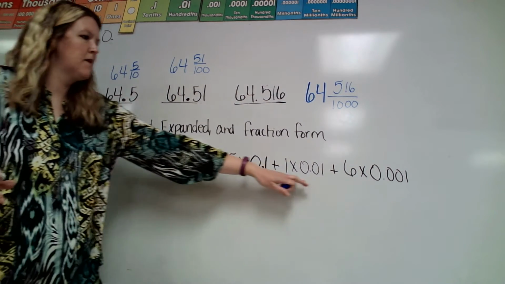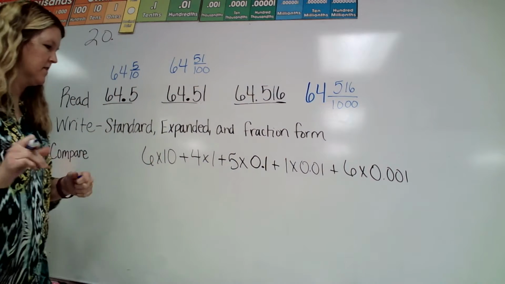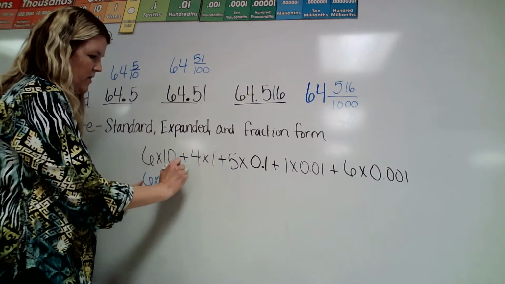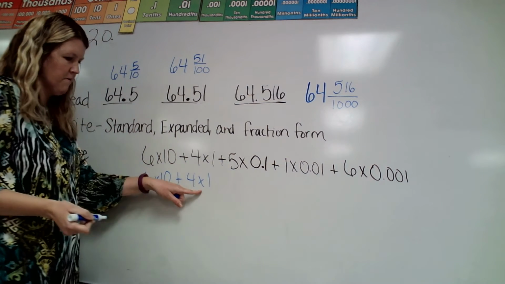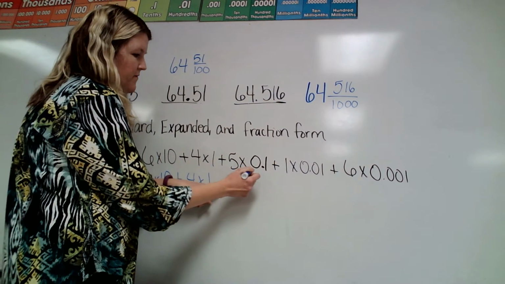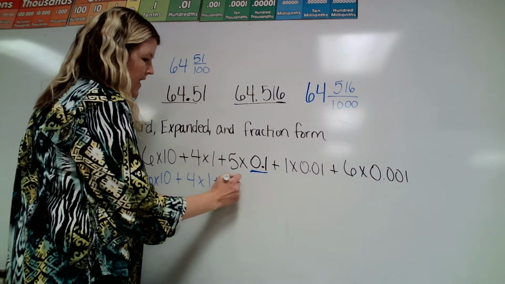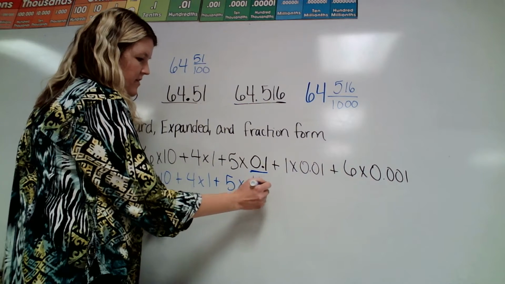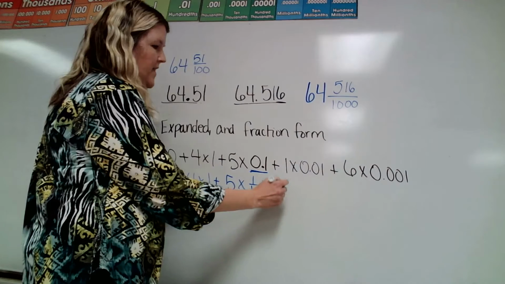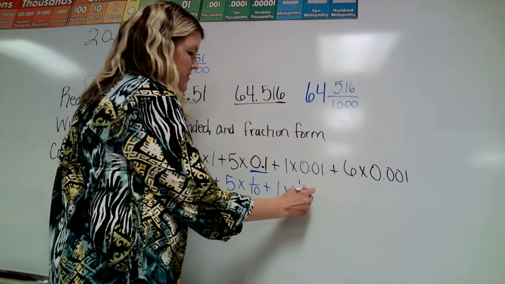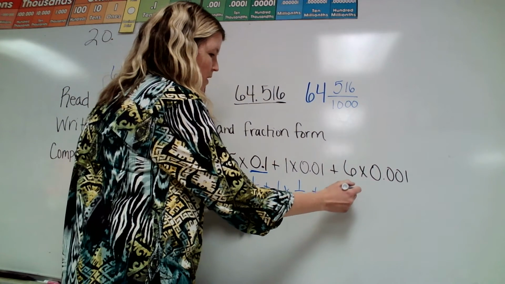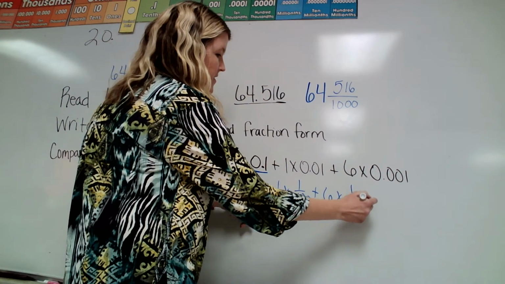So now, if we write this as a fraction, this first part is going to stay the same. So I'm going to still have 6 times 10. The whole number part stays the same. And then 4 times 1. Then now I've got 5 times 1/10. So instead of writing this as a decimal, I can write 5 times 1/10 as a fraction. And then here, 1 times 1/100th, I can write that as a fraction. So 1 over 100. And then 6 times 1,000th, I can write it as a fraction.